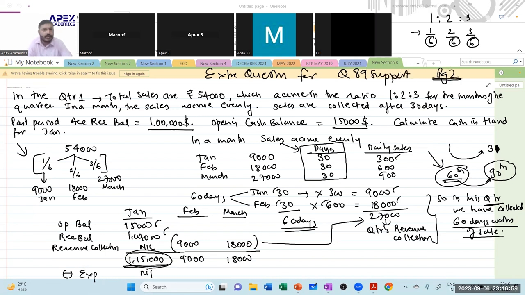Extra question for question 89 support. This was page 2 of today. Please take a screenshot. Does everybody understand this? Yes or no? Please tell me.